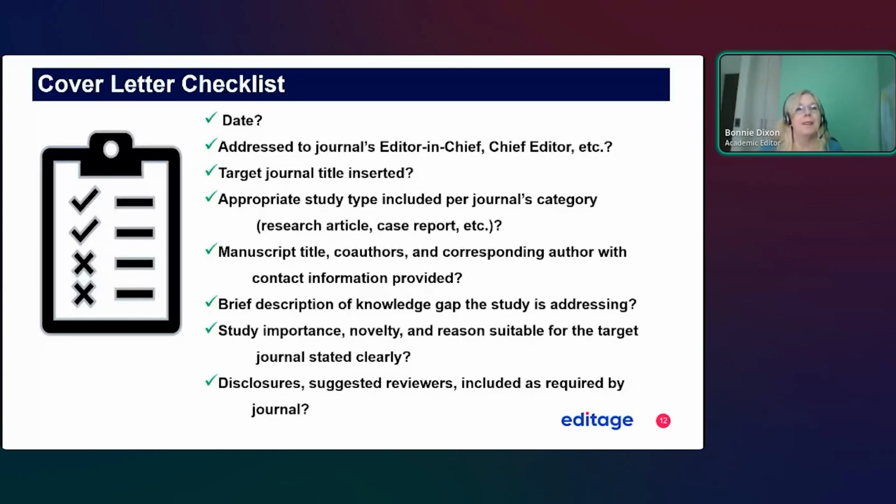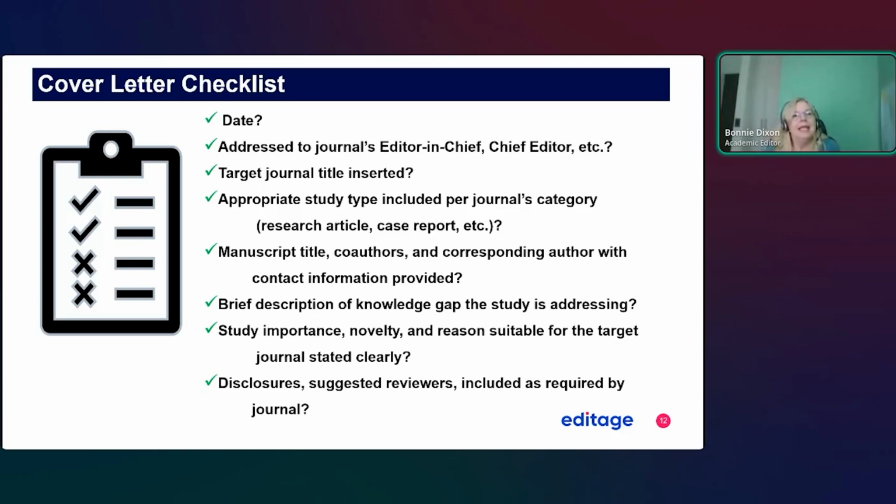Okay, you want to make sure that the target journal title is inserted. You know, what journal, not it. I think it's much more important, instead of saying your journal or this journal, you want to actually use the name of the journal. Again, it shows that you're taking the effort to have your submission specifically for that journal.